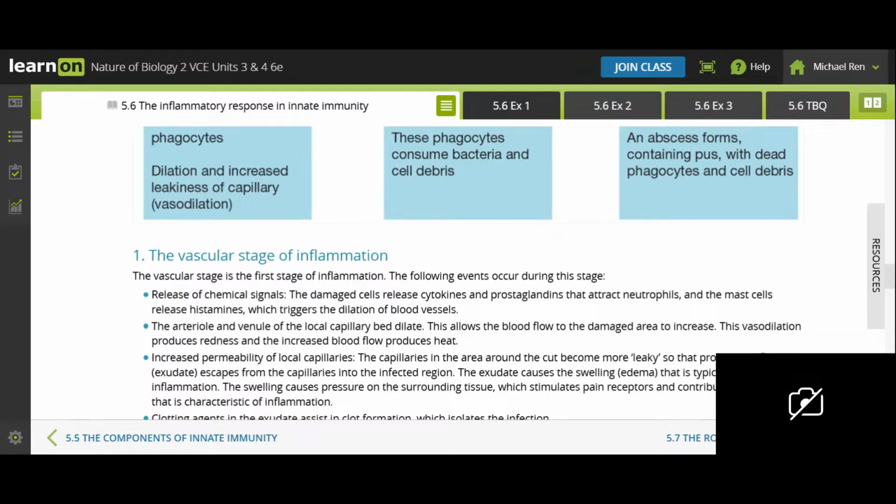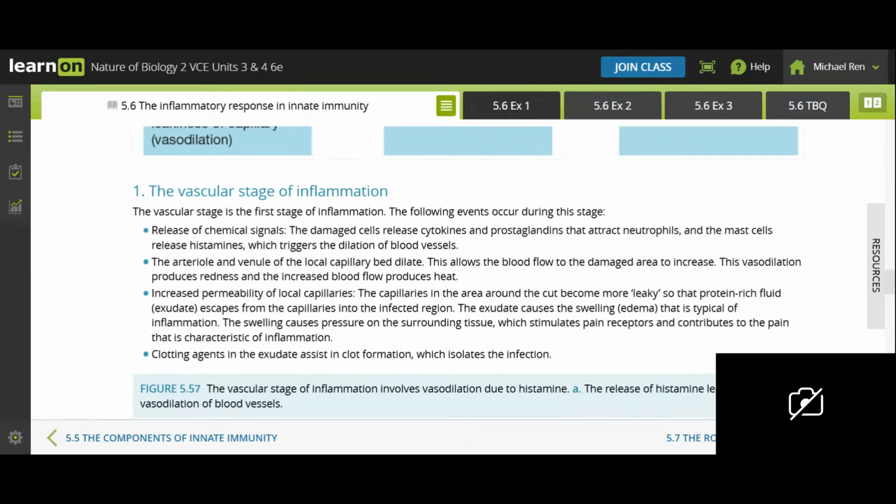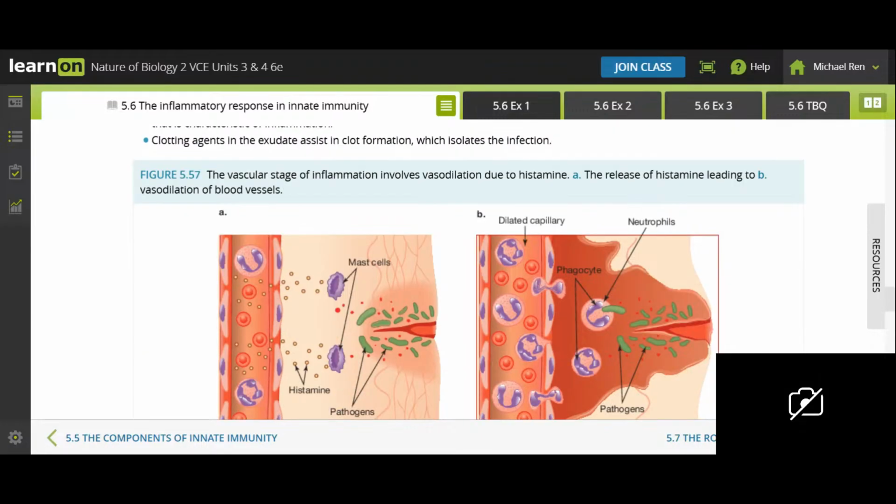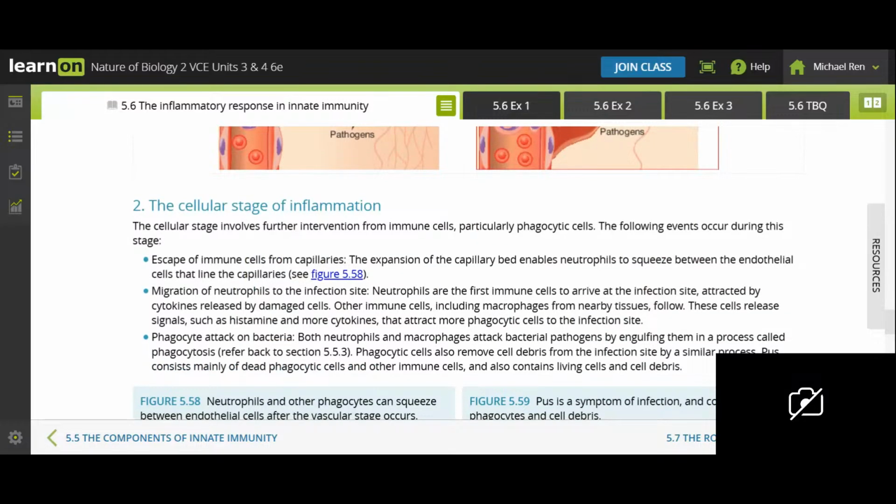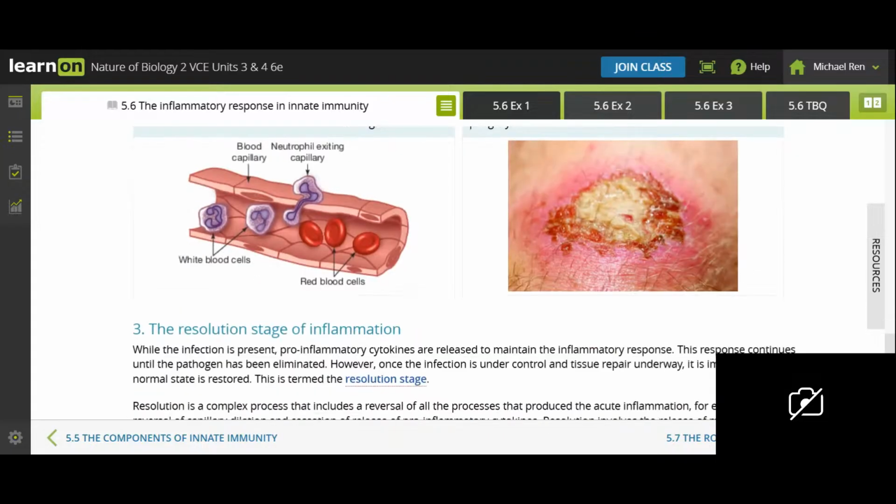Also the increased blood flow causes more heating, and the exudate also contains clotting agents, but this doesn't matter for viruses. That's just cuts and bruises. Basically, exudate makes a battleground for the phagocytes. The leukocytes. Cellular stage involves leukocytes squeezing through the capillaries to the infection site, and they just kill nearby pathogens and so on.